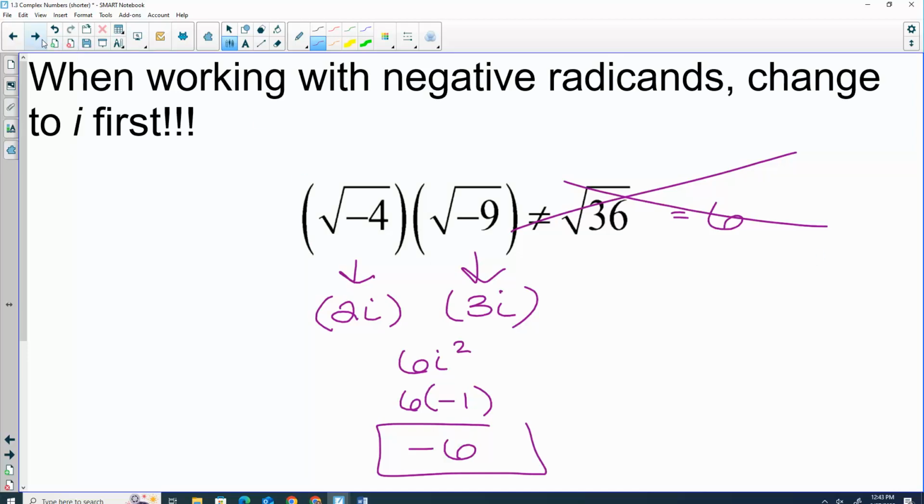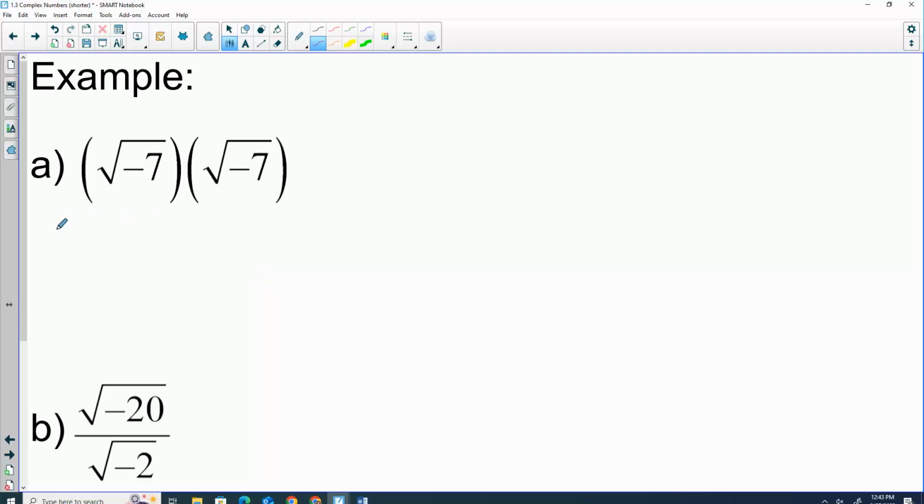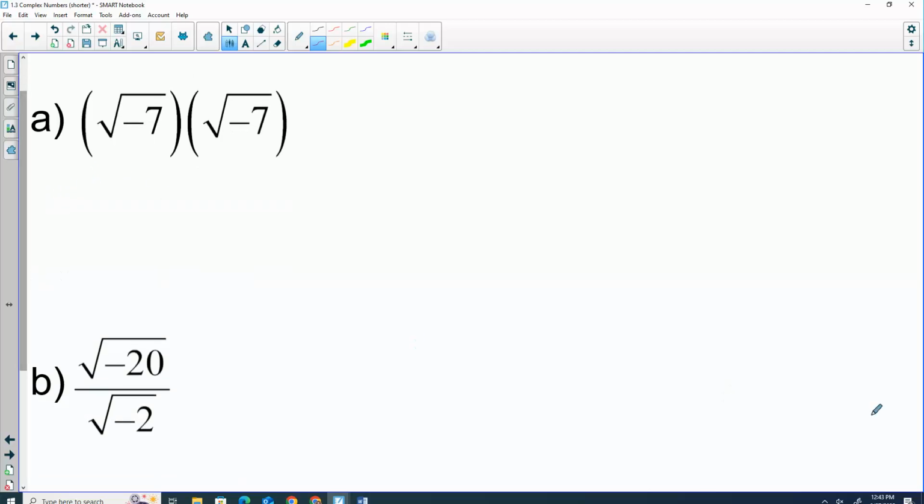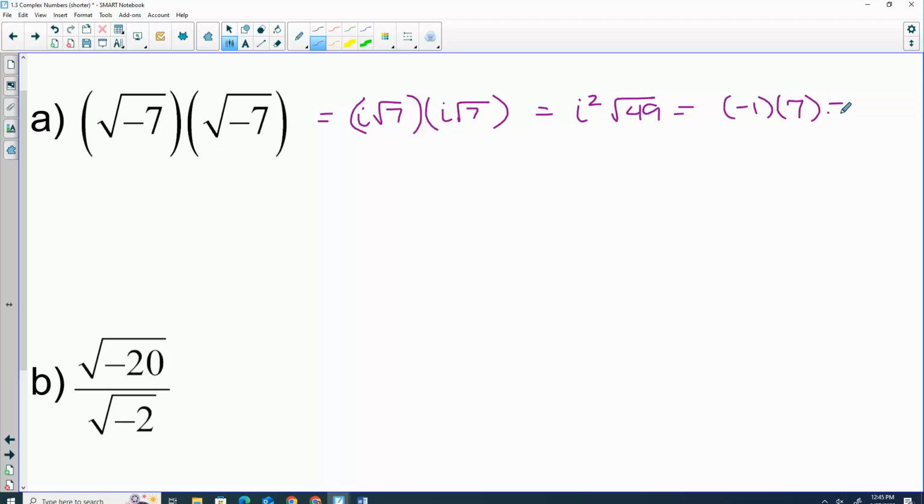Okay, I want you guys to try this. So the square root of -7 is i radical 7 times i radical 7. If you multiply those, you get i squared times the square root of 49, or you might have already just wrote 7. So i squared is -1, square root of 49 is 7, and we get -7.